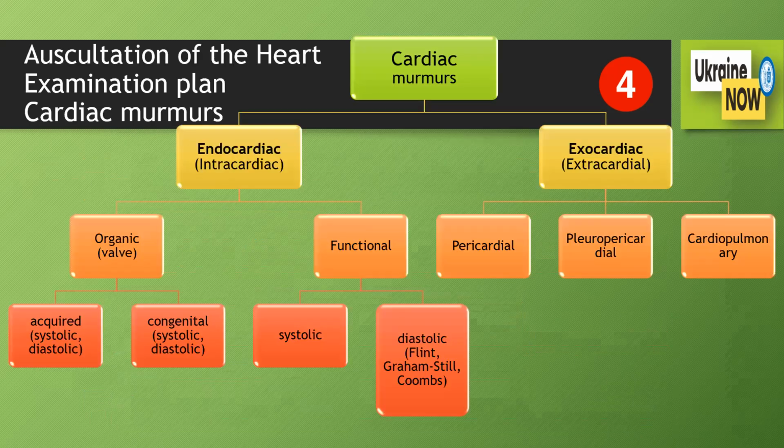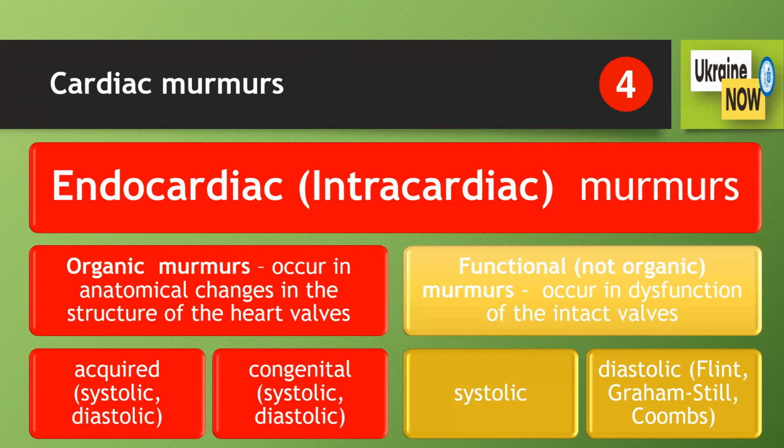In addition to the normal heart sounds, abnormal sounds known as murmurs may be heard. Cardiac murmurs may be both endocardiac and exocardiac. Endocardiac murmurs are organic, and they may be acquired systolic and diastolic, congenital systolic and diastolic, and functional systolic and diastolic. Here we have Flint, Graham Steell, and Coombs. And finally, exocardiac or extracardiac murmurs are pericardial, pleuropericardial, and cardiopulmonary. Endocardiac murmurs occur most frequently.